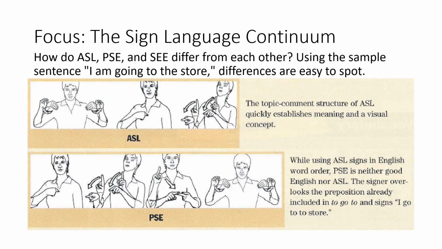How do ASL, PSE, and SEE differ from each other? Using the sample sentence, I am going to the store, differences are easy to spot. The ASL picture shows the sign store, me, go to, and says, the topic comment structure of ASL quickly establishes meaning and a visual concept. Below that is the PSE version of that sentence that uses the signs I go to store. While using ASL signs in English word order, PSE is neither good English nor ASL. The signer overlooks the preposition already included in to go to and signs I go to store.